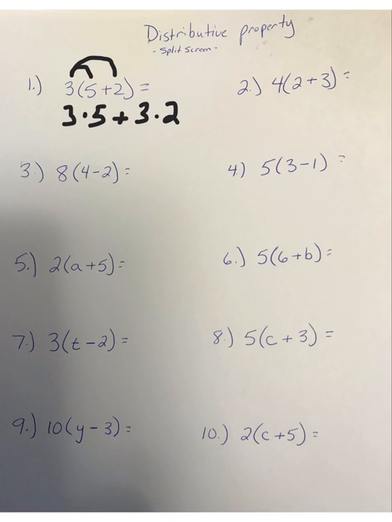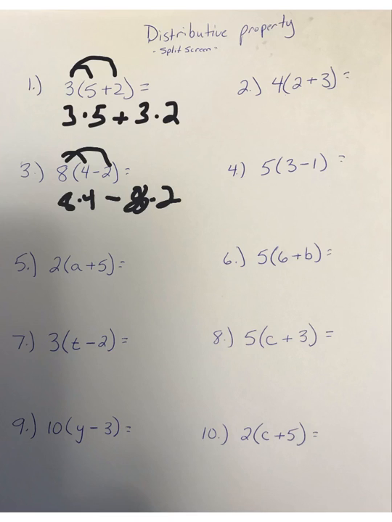For the next one, you would take 8 times 4, and then you subtract 8 times 2, and that would work out. It would be 32 minus 16. It's 16. Let's not worry about that. Let's just make sure we're spreading them out or splitting them up correctly.